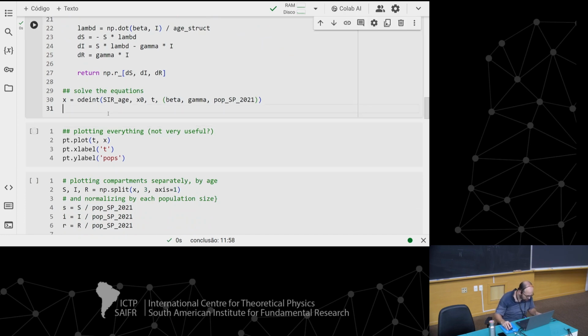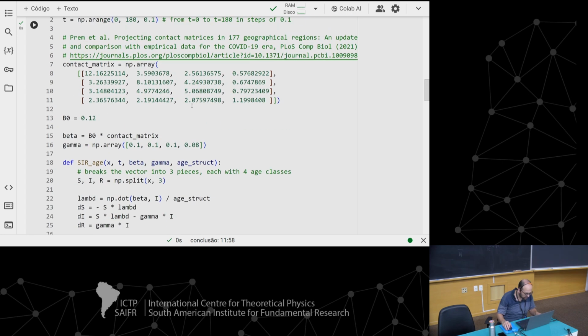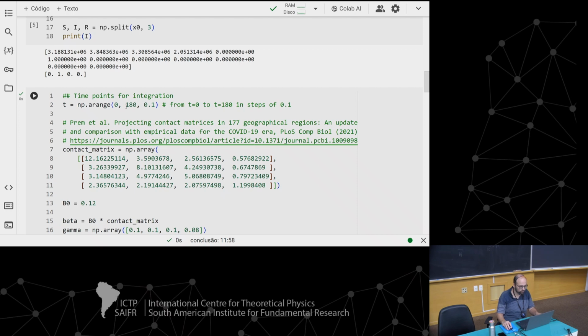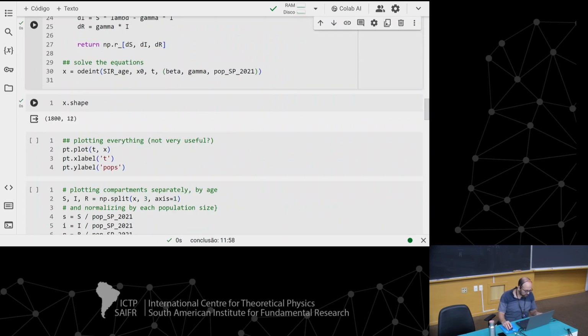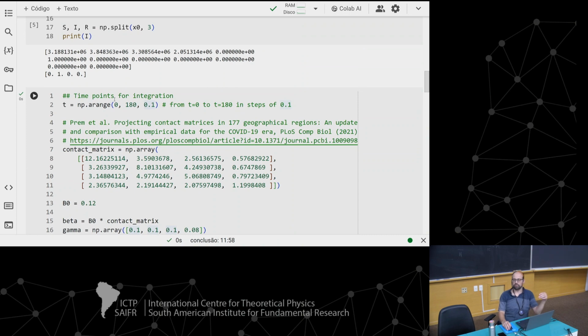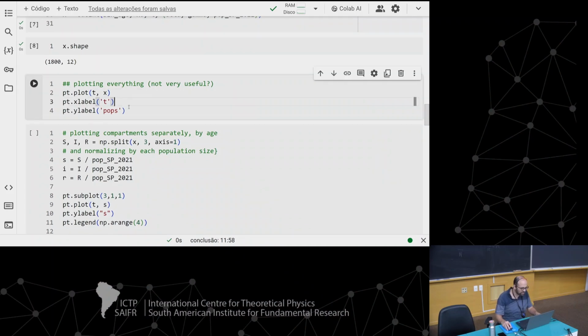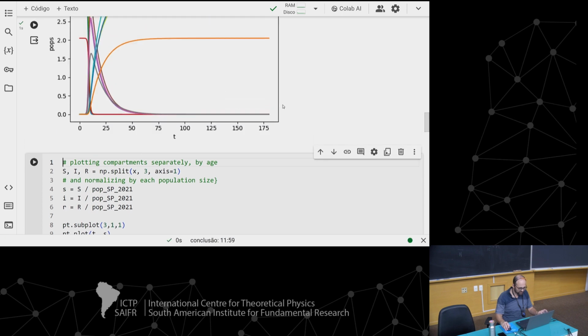Just before we plot this, what is the shape of this x now? I had times from 0 to 180 in steps of 0.1, so this is 1,800 time steps by 12 columns. What are the 12 columns? 4 values of susceptibles, 4 values of I, 4 values of R. If I just plot as before, well, this is a mess.